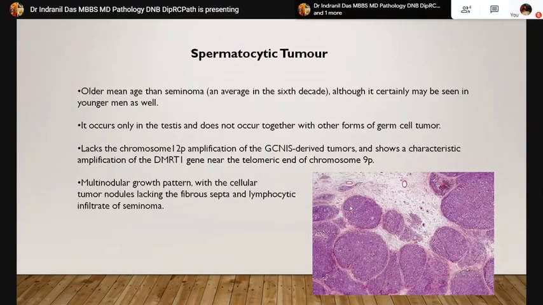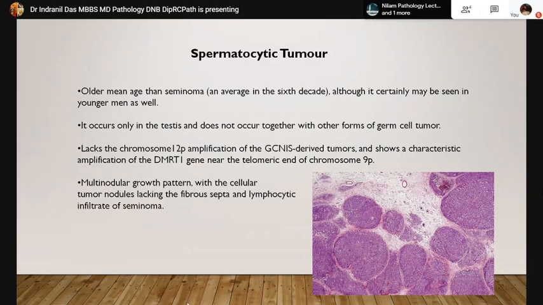Next, we will discuss the spermatocytic tumor. The age of presentation is slightly older than the age of presentation of seminoma. It solely occurs in the testis and doesn't occur in the retroperitoneum or mediastinum as may happen in case of seminoma. This tumor lacks the chromosome 12p amplification, but they show a characteristic DMRT1 gene amplification that is present on the telomeric end of chromosome 9.